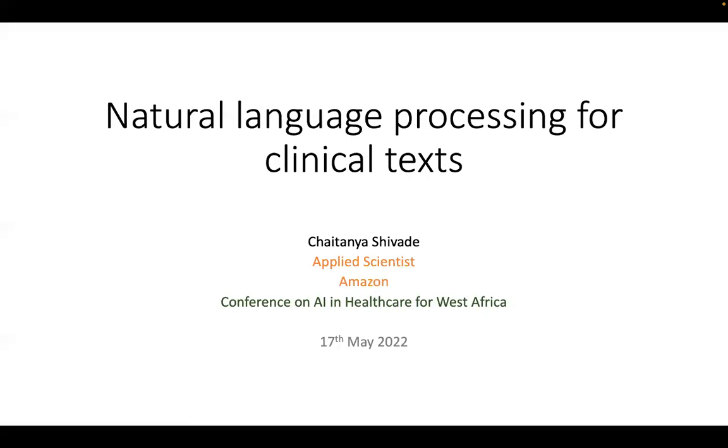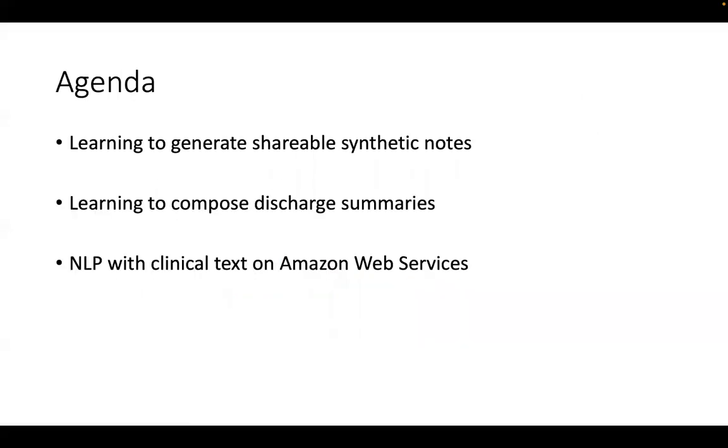Let's go ahead. So today's agenda, we are going to cover three broad level topics. The first one is about learning to generate shareable synthetic notes. This is a paper that I wrote with my colleague at IBM Research. The next one that we are going to look into is learning to compose discharge summaries automatically. This is work done at Amazon. I was mentoring an intern over summer, and this is his work primarily.